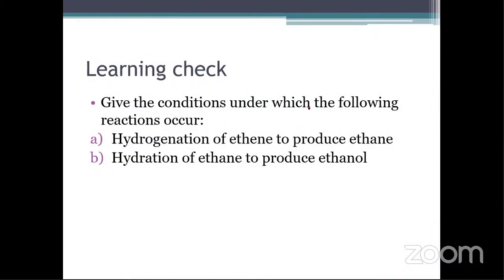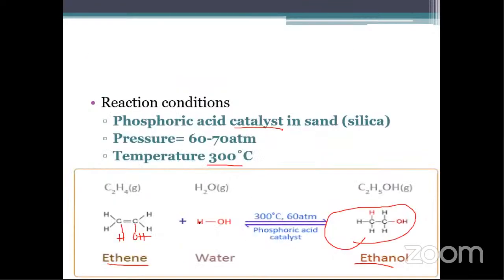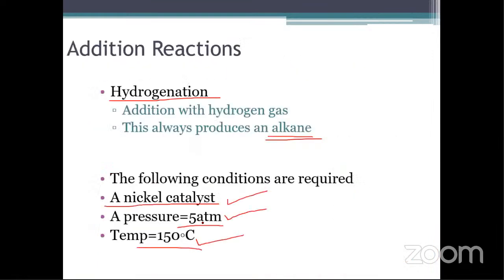So these are some questions. What are the conditions under which the following reactions occur? Hydrogenation of ethene. If you want to go through hydrogenation of ethene, what are the conditions? I need you to tell me the temperature, the pressure, and the name of the catalyst. Do you remember? For hydrogenation, what is the temperature, what would be the pressure, and what is the name of the catalyst?